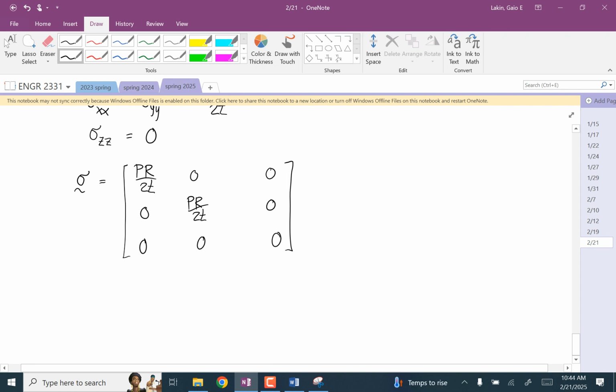Is it hard to find the principal stress tensor for this? No, that is it. The topic that we're doing right now is cases where we have principal stress tensors that appear automatically in the way we do the calculations.